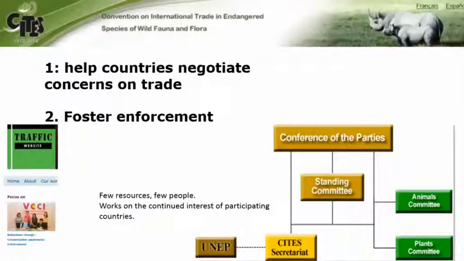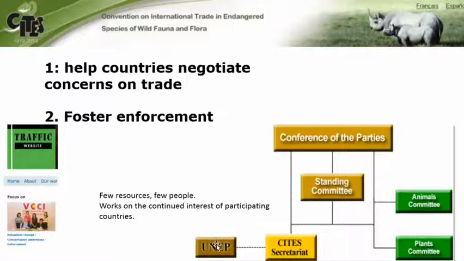Okay, so what is CITES? It's the Convention on the International Trade in Endangered Species of Wild Fauna and Flora, and it tries to help countries negotiate on concerns about trading in wildlife and foster enforcement. Now, frankly, they're very small organizations.